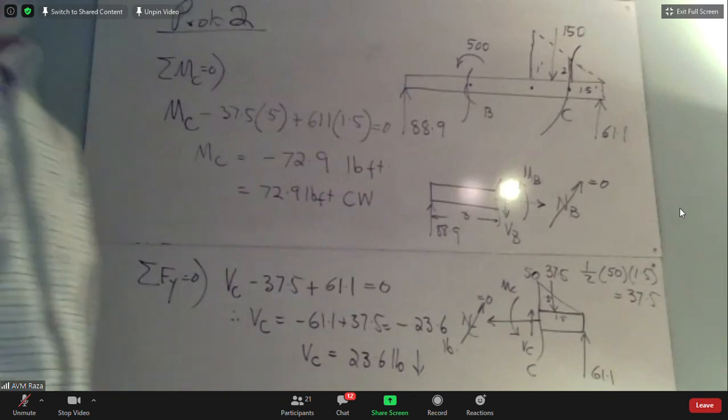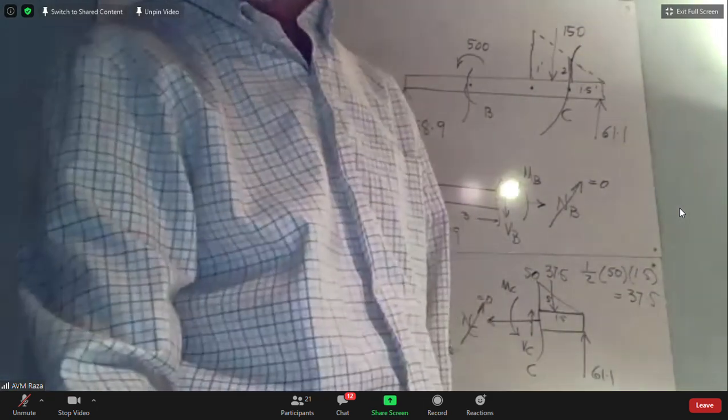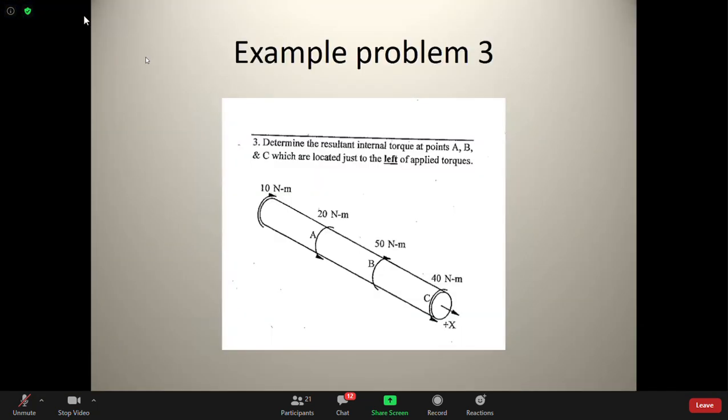Well, the third example I have is really simple. I can just verbally do it in a minute and then let you go. And that is this. So determine the resultant internal torques at points A, B, and C, which are located just to the left of the applied torque. So point A is just to the left of the applied torque. That means on that side, if you take a section there, you will have to draw a free body diagram of this. Maybe I can do this example tomorrow before I start with stress. I'll take it up tomorrow, and I'll let you go now.